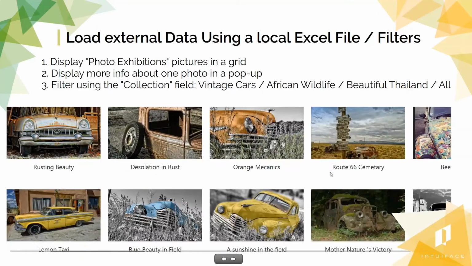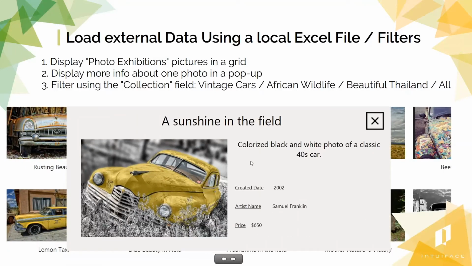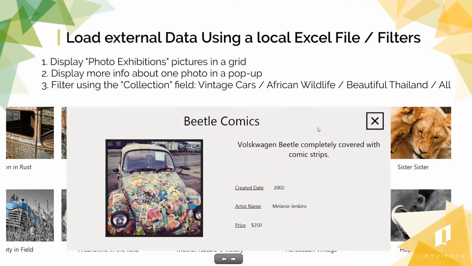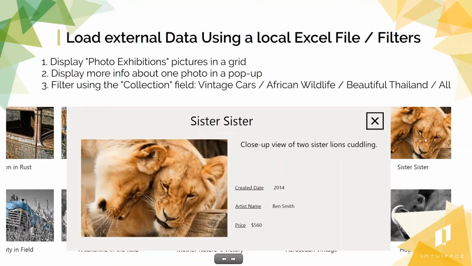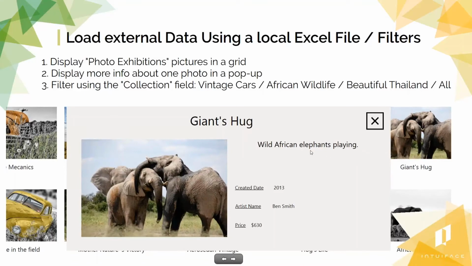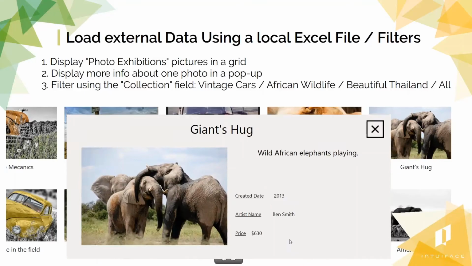Okay, so right now I have my list of content. I can scroll the list. If I click on the yellow one here, sunshine in the field, you can see I get this pop-up with the right title. Seems to be the right description. That we have a date, a name, and a price. I can close this one and just select another one, the BL Comics, and we have the updated information. By the way, I don't even have to close it. I can just click behind, and you see that the content is updated automatically.